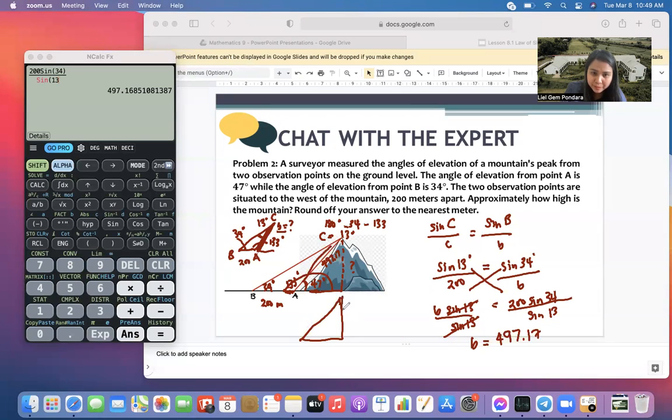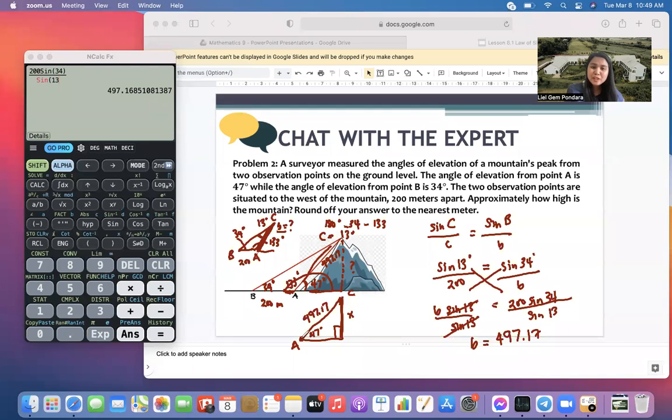This is the mountain, okay? The height of the mountain. So we have 497.17. This is A and C. This is the angle of elevation, 47 degrees. Right angle. We're looking for the x. This is a right angle, so you need to use your SOHCAHTOA, okay?